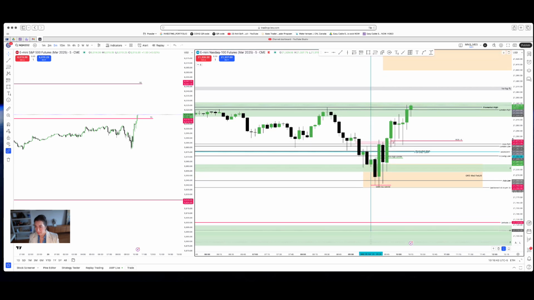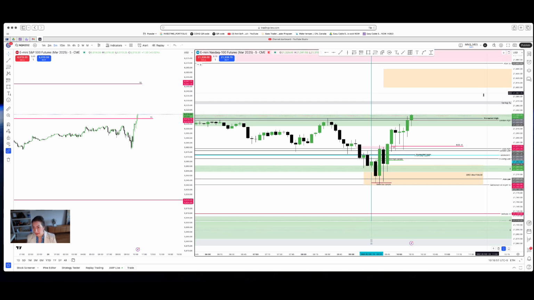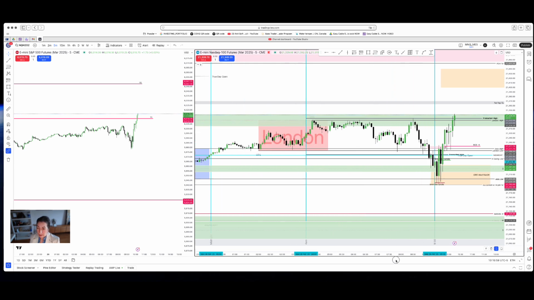For a reversal at this point, I'd want to see a really, really strong displacement to the downside, a retest in a fair value gap, and then a continuation or a breaker block. That's my model. That's what I'm looking for. But price seems to remain pretty bullish.